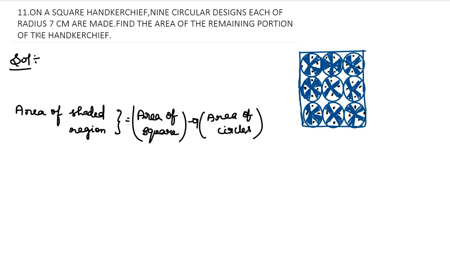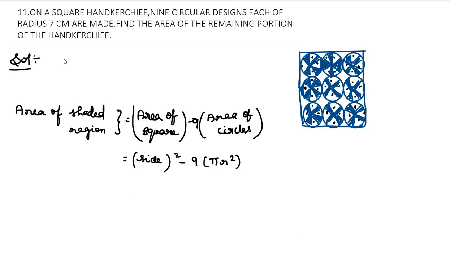Okay, because each has a radius of 7 centimeters. So all have a radius of 7 centimeters. So we can write minus 9 times the area of circles. What is the formula for area of a square? Side into side, or else we can say side square, right? Minus 9 times the formula for area of a circle, which is pi r square.